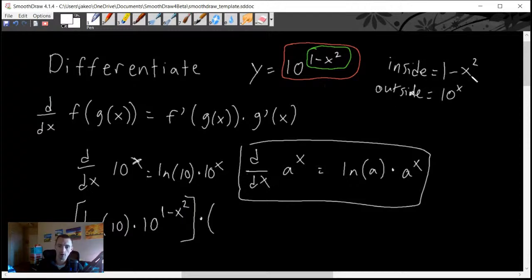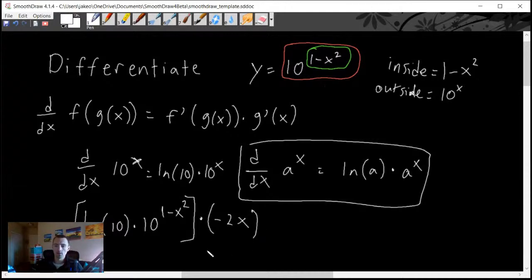Well, the derivative of our inside function, the derivative of 1 minus x squared, can be found just using the power rule. So the derivative of a constant 1 is 0. The derivative of negative x squared is going to be negative 2x. We would just bring the 2 down in front, multiply it by the minus sign, so -2, and then subtract 1 from the power. 2 minus 1 is just 1, which just leaves us with -2 times x.